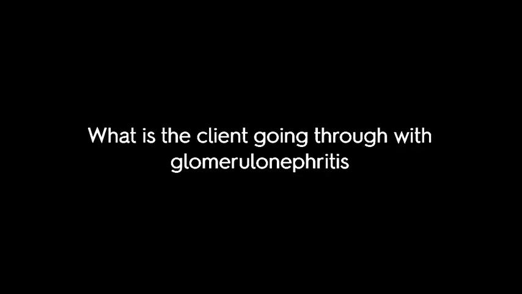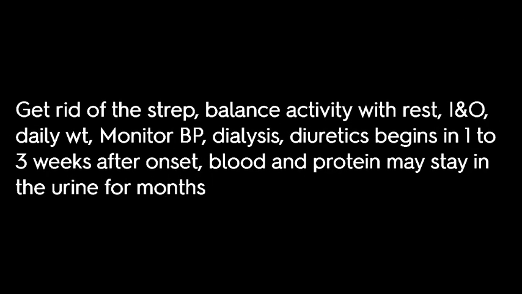What is the client going through with glomerulonephritis? Fluid volume excess. How do you treat glomerulonephritis? Get rid of the strep, balance activity with rest, I&O, daily weight, monitor BP, dialysis. Diuresis begins 1 to 3 weeks after onset. Blood and protein may stay in the urine for months.